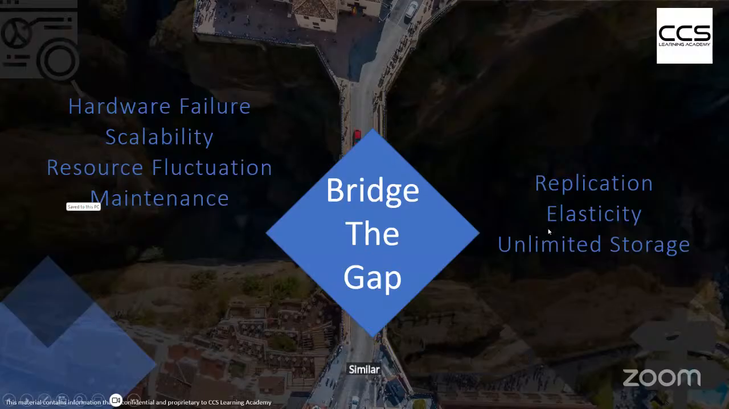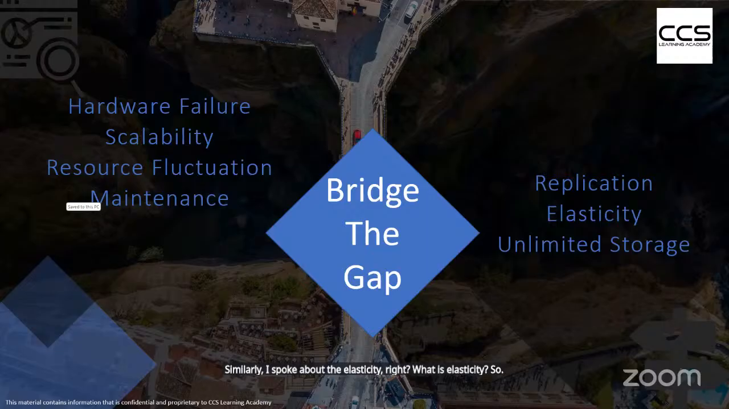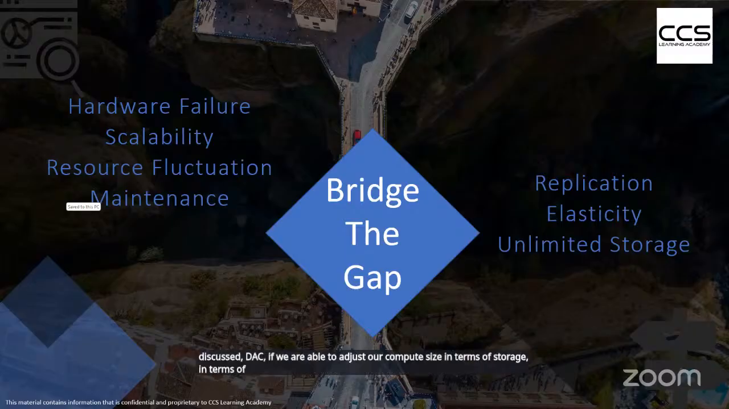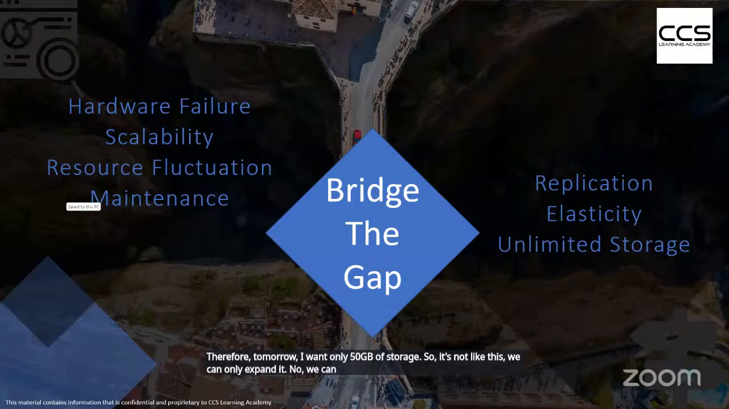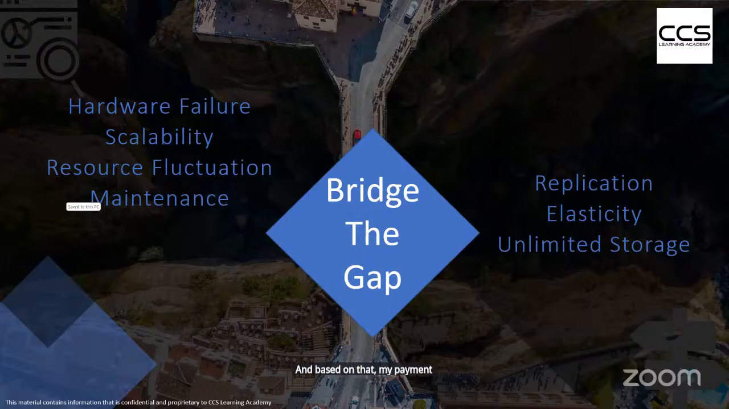Similarly, I spoke about elasticity, right? So what is elasticity? As we discussed, we are able to adjust our compute size in terms of storage, resources, and processor as per our requirement. So today I want 100 GB of storage. Tomorrow I want 1000 GB of storage. Day after tomorrow I want only 50 GB of storage. It's not like we can only expand it. No, we can expand it and we can also reduce it as per the requirement. And based on that, my payment cycle will be decided, right?